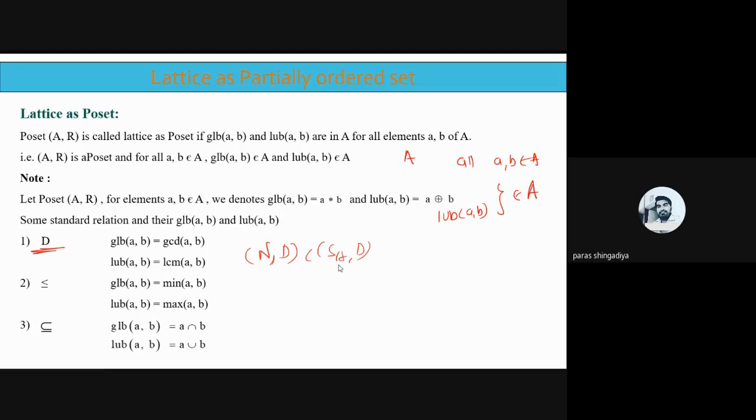Then the second relation is less than or equal to, for example (N, less than or equal to), (S18, less than or equal to). For the less than or equal to condition, we'll use GLB of a, b equal to the minimum of a and b, and LUB of a, b means the maximum of a and b. Minimum and maximum for the less than or equal to relation. And now for the subset relation, GLB of a, b is equal to a intersection b, and LUB of a, b is equal to a union b.